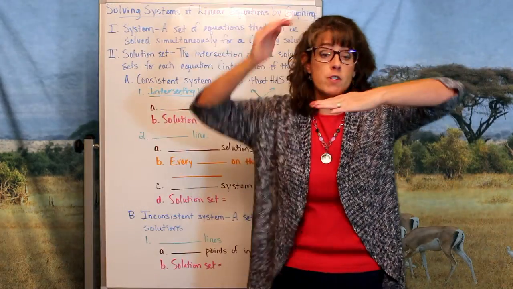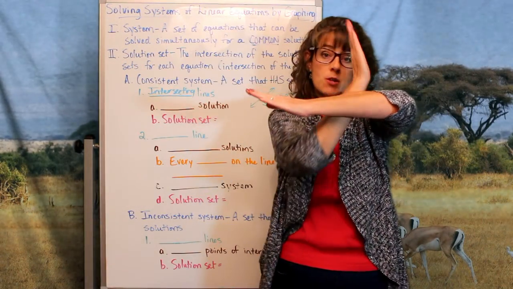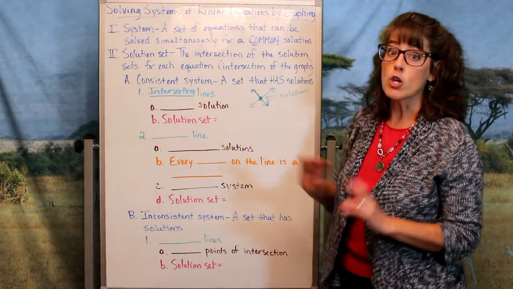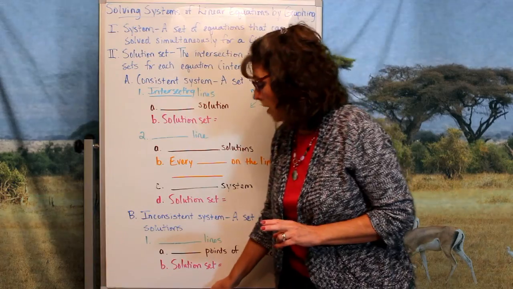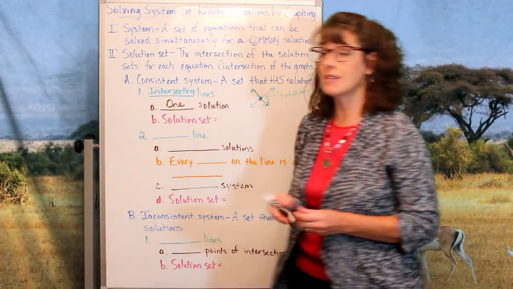Now if there are curves, it's potentially two intersections: I'm going to intersect right here, and then I'm going to intersect right here again. But we're not doing curves right now, we're doing linear. So there will be two lines involved here. But my point is, if they're intersecting lines, you're going to have one solution and that's it.